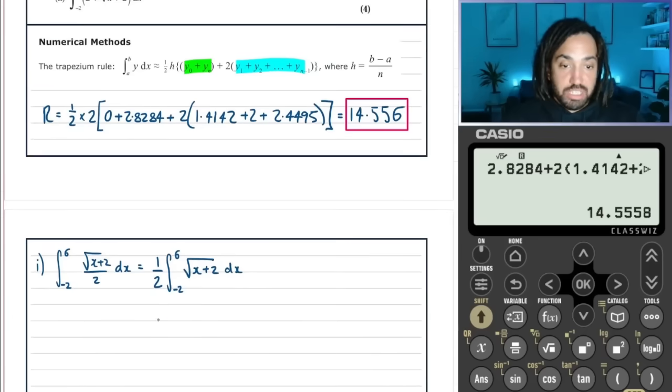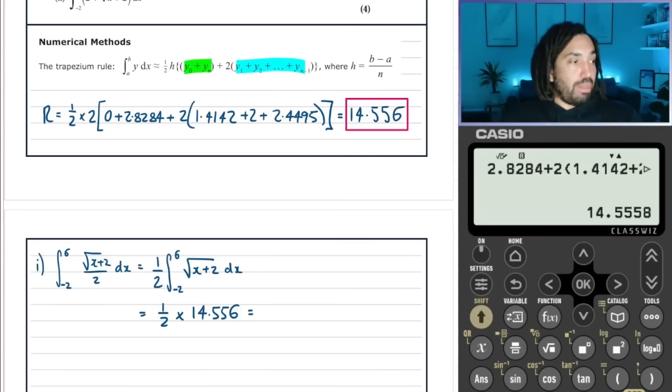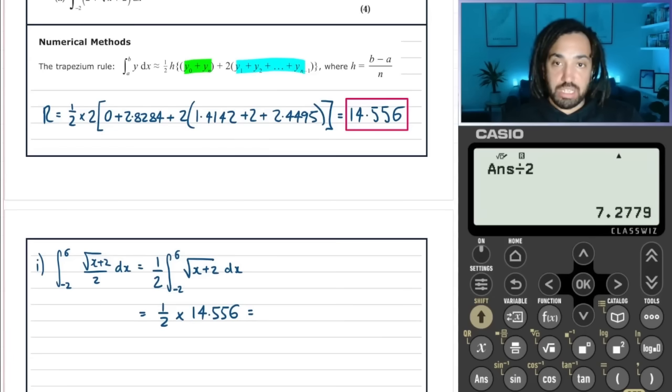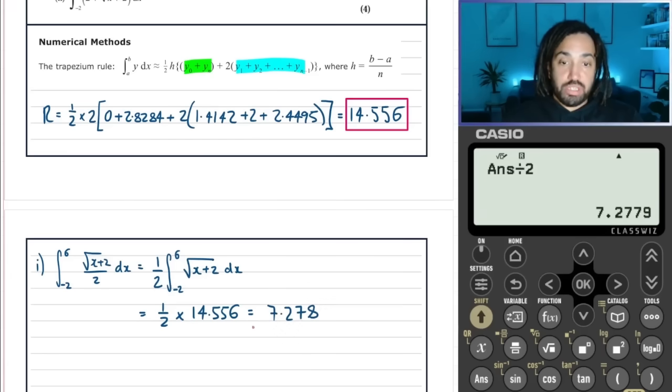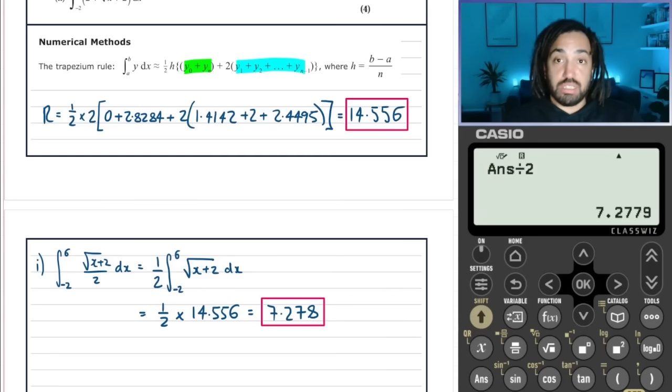So we could say this is going to equal 1/2 multiplied by 14.556. Okay, so we're going to take our number and we're going to times it by half or divide it by 2. And there we go, we get 7 point, we'll give it to the same degree of accuracy as before, so 7.278 to 3 decimal places. Okay, perfect.